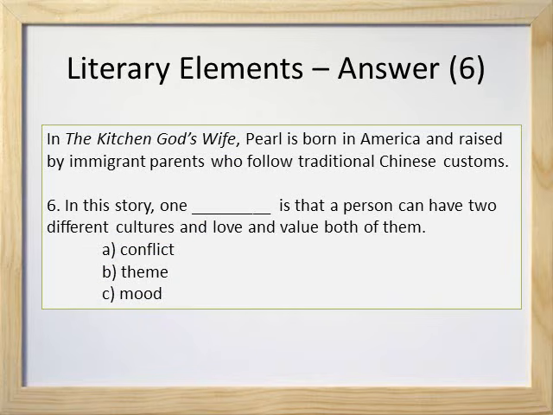The answer to number 6 is B, theme. We know this is the answer because these words explain to us one message about life that The Kitchen God's Wife teaches readers. The message it teaches readers is a person can have two different cultures and love and value both of them. We know that the answer is not A, conflict, because these words don't tell us a problem that needs to be solved. And it's not C, mood, because these words don't make a reader feel certain emotions. Rather, these words state a lesson or message that readers learn about life.